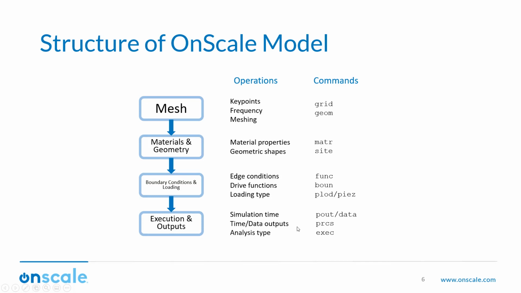And then you have all other types of commands which are related to the execution of the solver and the outputs you want. So POUT is to export time history data. Data is to save what you calculated into a file. PRCS is to basically check your model before it goes to the solver, and exec is the main command to execute the model.